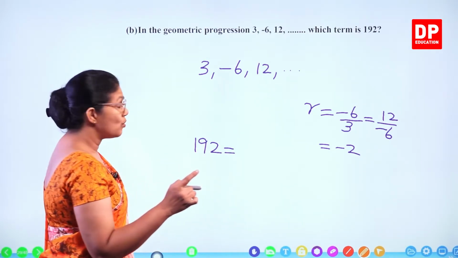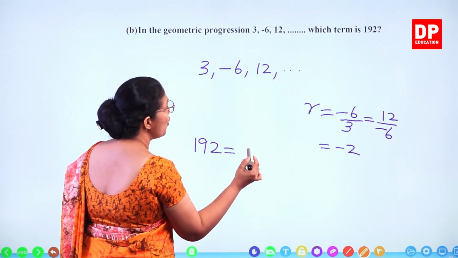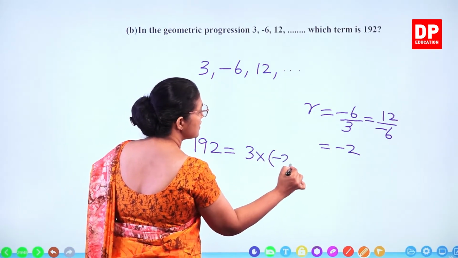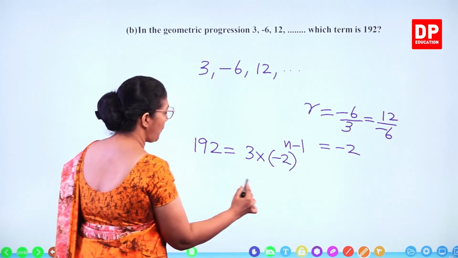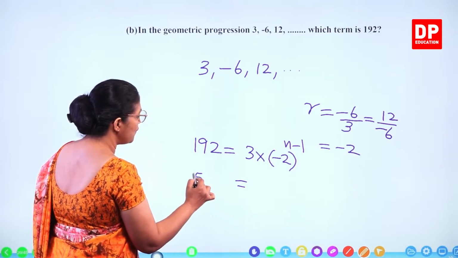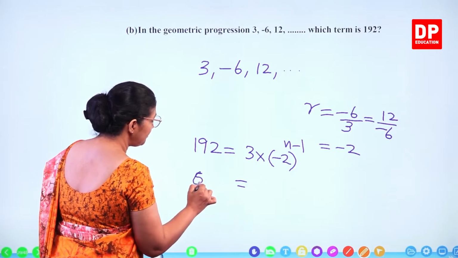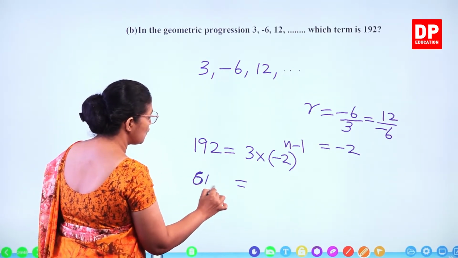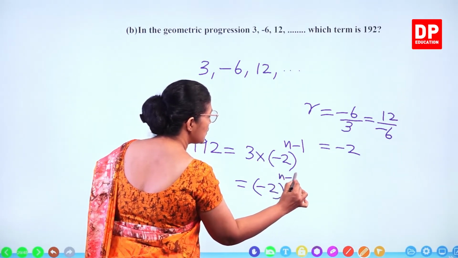192 is equal to a r to the power n minus 1 in a geometric progression. a is the first term. The ratio is minus 2, to the power n minus 1. Divide both sides by 3. 3 times 5 is 15, 3 times 6 is 18. For 192, 3 times 64. 64 is minus 2 to the power n minus 1.